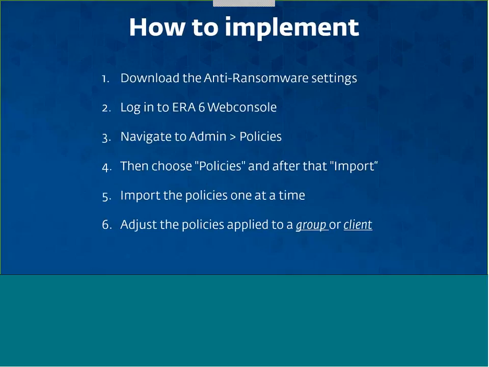Next, it's basically a couple of steps to actually import it into your ESET Remote Administrator. The first thing you do is obviously log in to your ESET Remote Administrator version 6 web console. You'll navigate to the admin, then the policies section. Then you will choose policies, and after that import, and then there's basically the 3 policies that are included in the zip file, and you import these policies one at a time. And then after you've imported them, you basically adjust these policies and then apply them either to a group or a client.